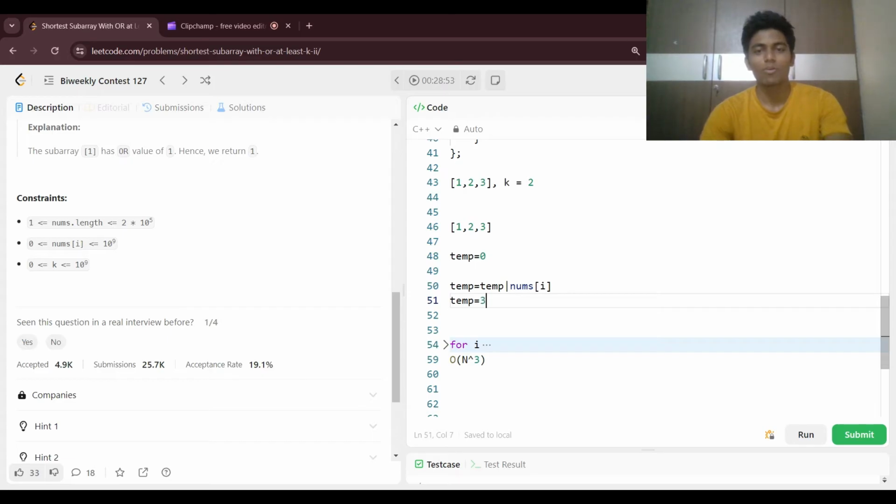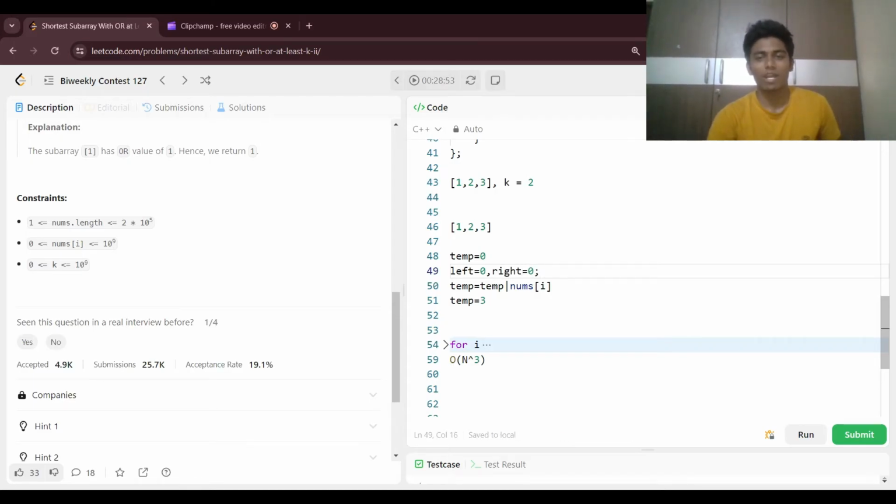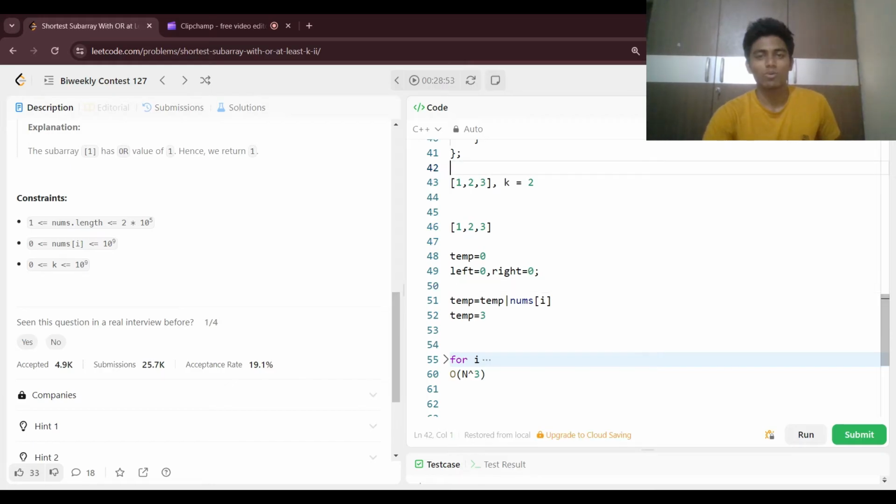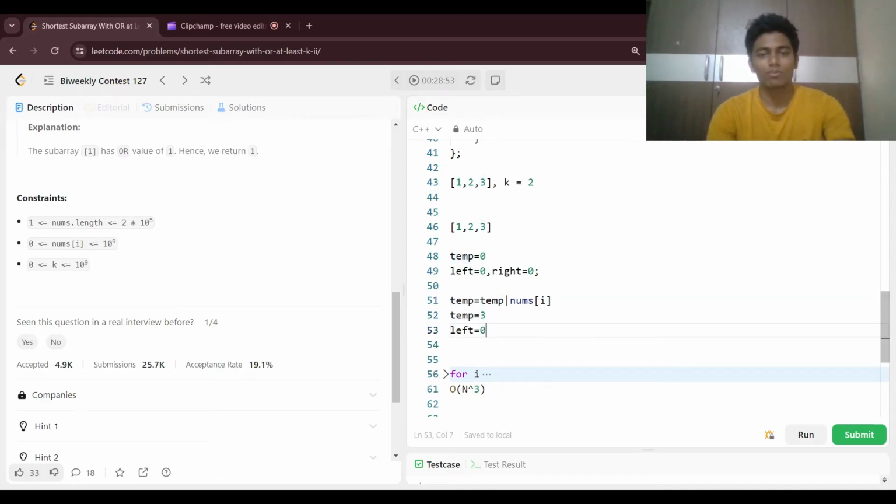So we are going to have a left and a right pointer. Left is going to be 0 at the starting, and right is going to be 0. Whenever temp is less than k, we increment the right and add it into the temp. When left equals 0 and right equals 1, we have already seen this nums, then it is going to have temp equal to 3, and then we are going to increment this to 2.